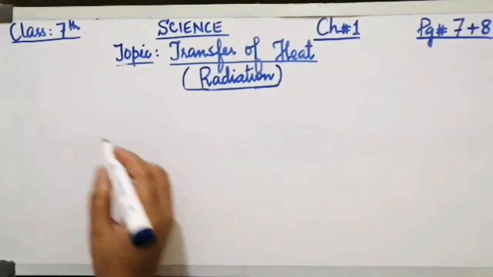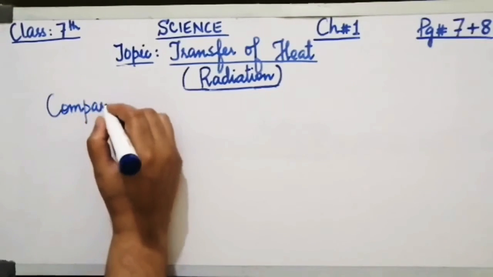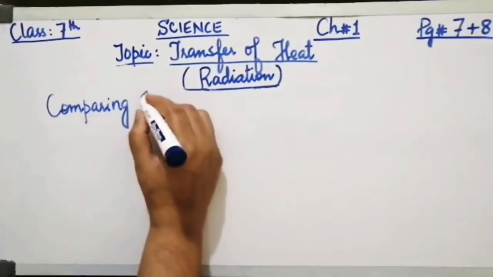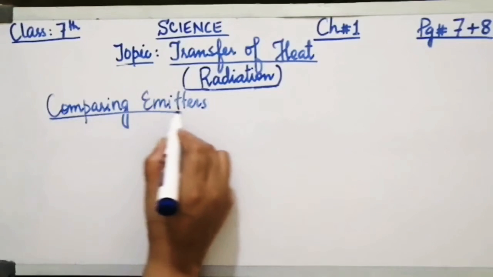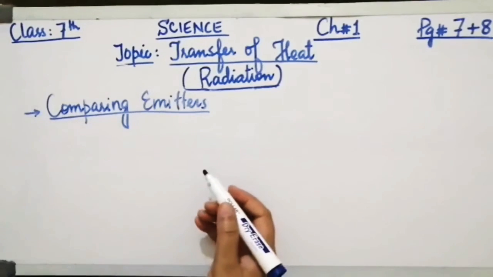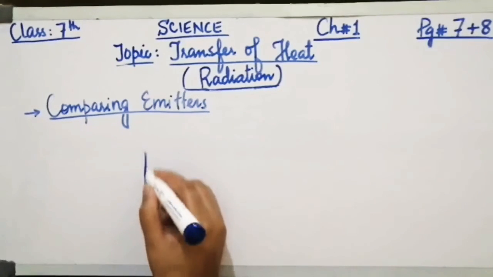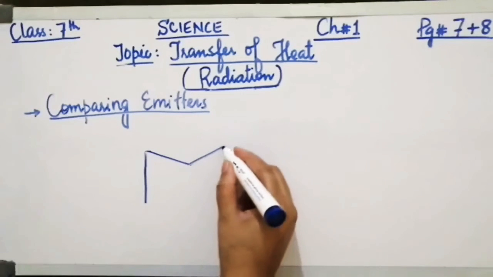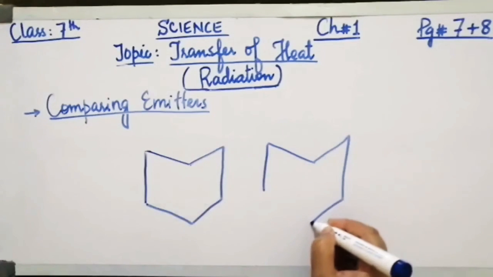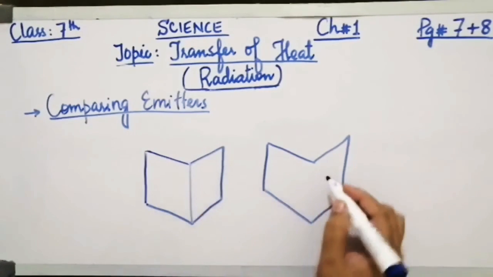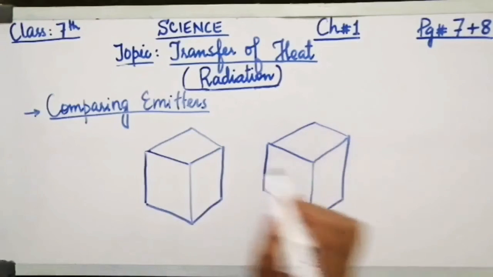Emitters and absorbers can be best understood by the given examples. For example, here I am taking an example comparing the emitters to the absorbers. So the first activity regarding this is, we have to take two containers, two cans.